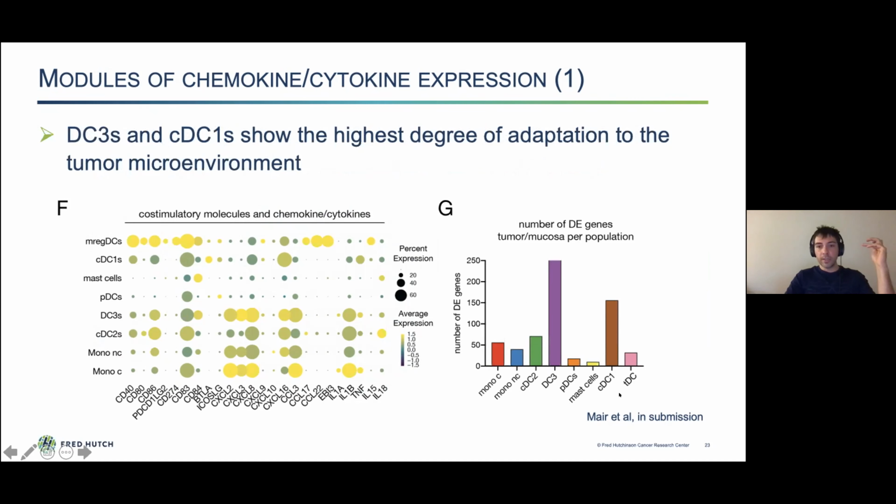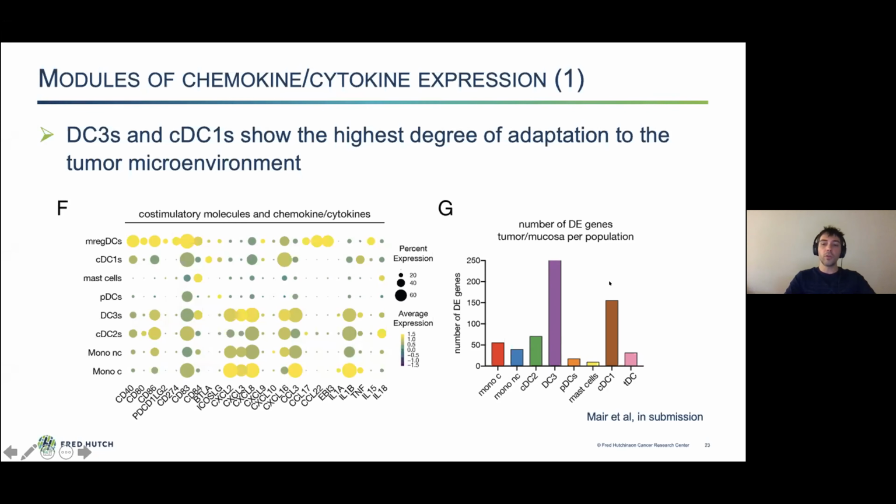These MREG DCs, here I forgot to update the nomenclature. So these are the MREG DCs that have been described by the Mair lab. And we actually don't see that these cells change a whole lot between a generally inflamed tissue and microenvironment and the tumor. So we think they might probably not play such a huge role in the anti-tumor response as one could think.